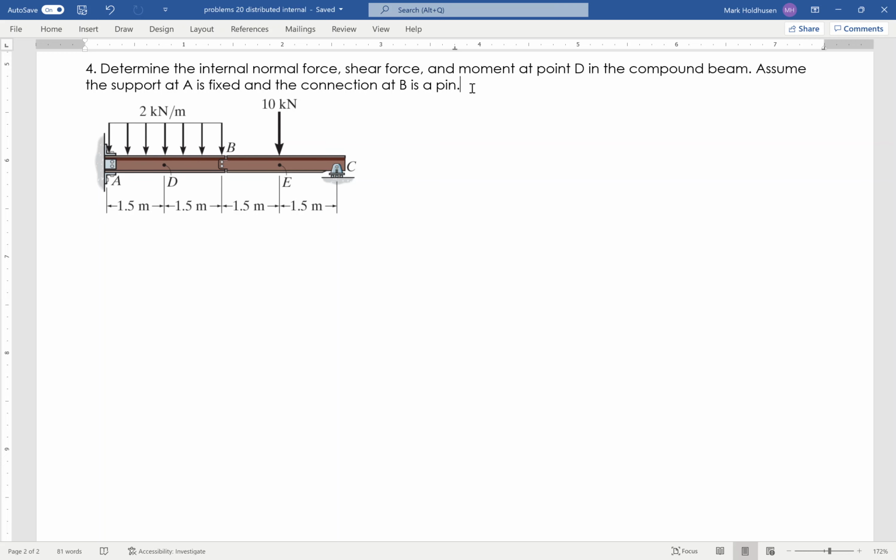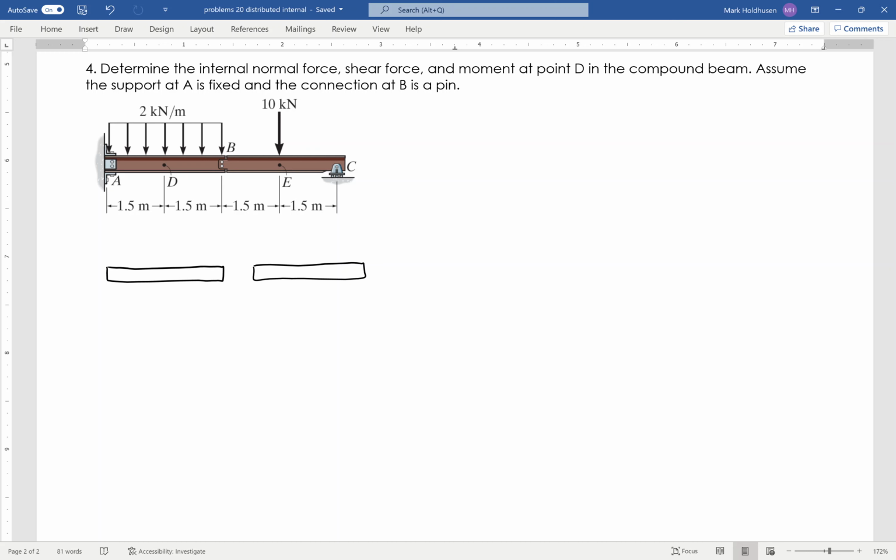Okay, so I want to find the internal normal, shear, and moment at D. This is a compound beam. What I'm going to do is draw my free body diagram. I'm going to recognize that I don't have any horizontal components, so the Ax is going to be 0.